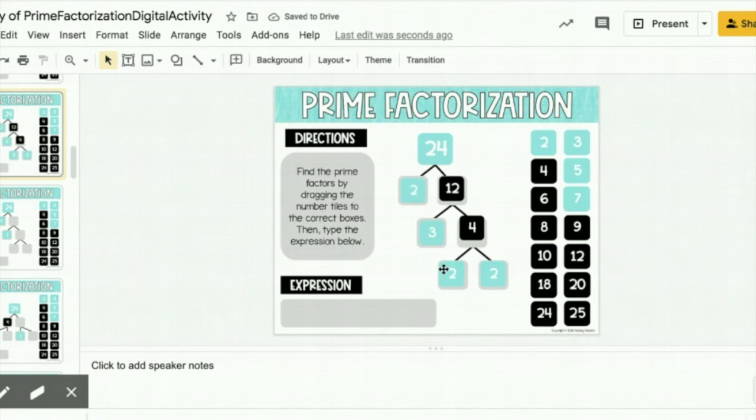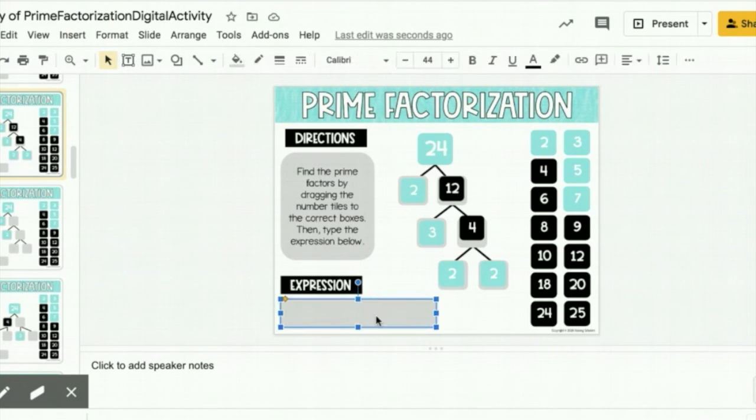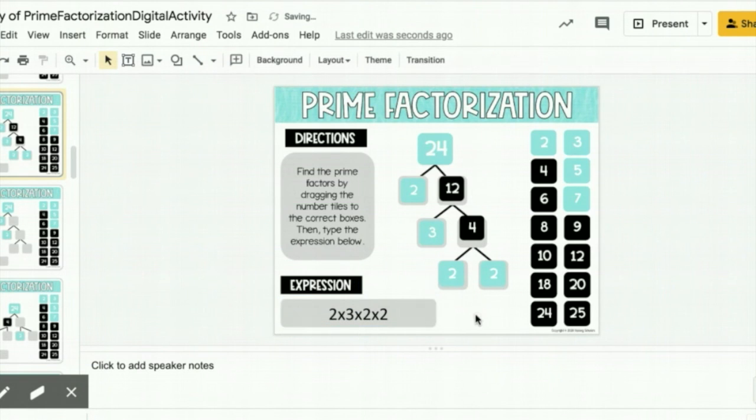I'm left with all of my prime numbers. So all my prime numbers multiplied together will be my answer. So 2, 3, 2, 2. So that's 3 2s and 1 3. So it's going to be 2 times 3 times 2 times 2. So let's remember that to double check our work on slides 8 and 9, I should end up with 3 2s and a 3, right? Because to double check my work, 2 times 3 is 6, times 2 is 12, times 2 is 24.